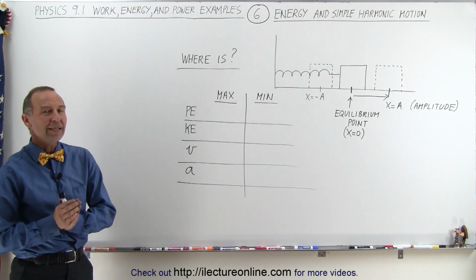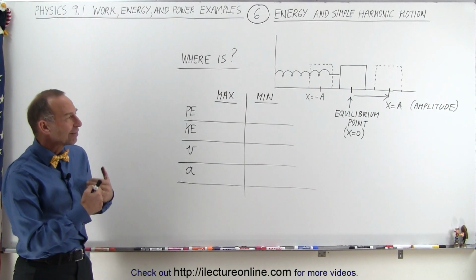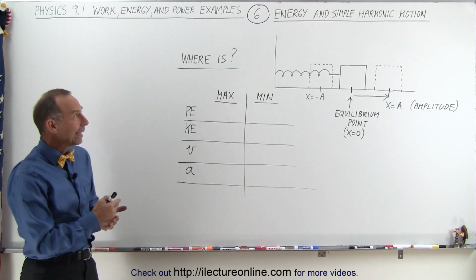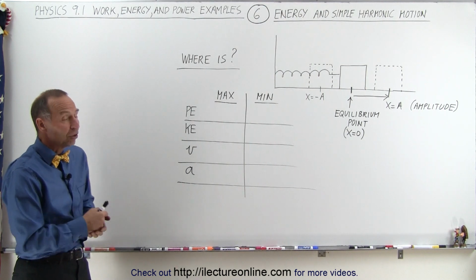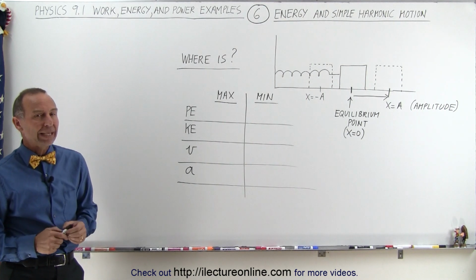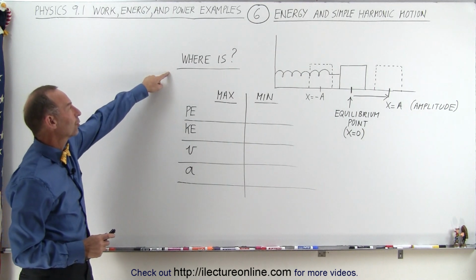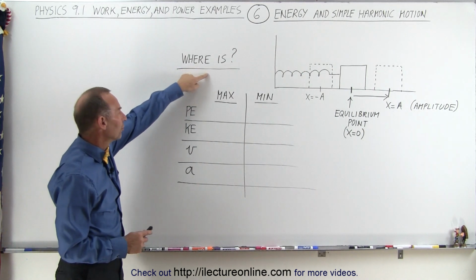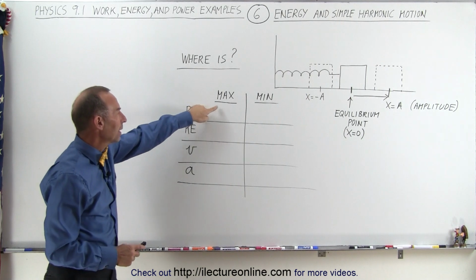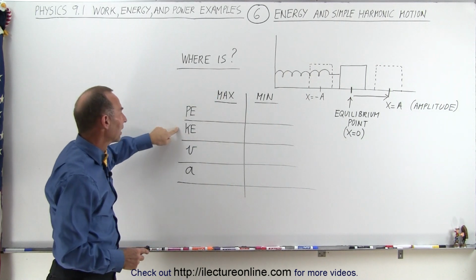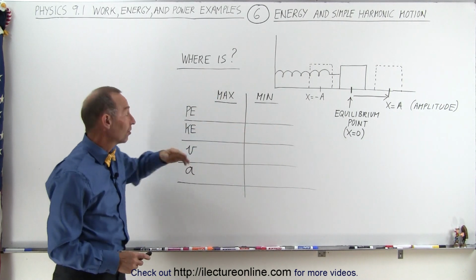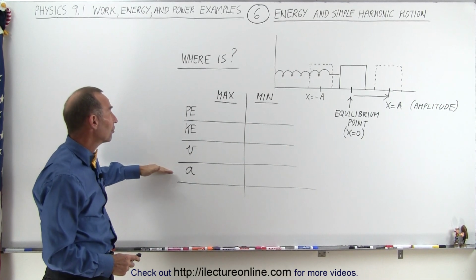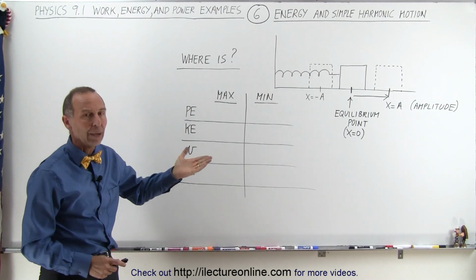Welcome to ilectureonline. Here we're going to take a look at simple harmonic motion and potential and kinetic energy, as well as the velocity and acceleration. In essence, what we're trying to determine is where the potential energy is a maximum and a minimum, where the kinetic energy is a maximum and minimum, and the same for the velocity and acceleration: where are they a maximum and where are they a minimum.